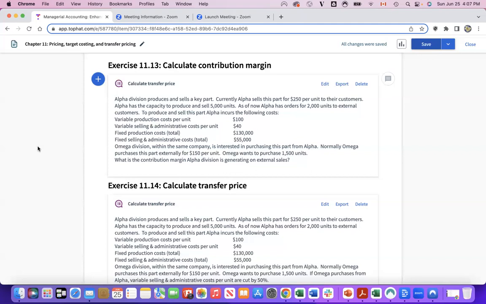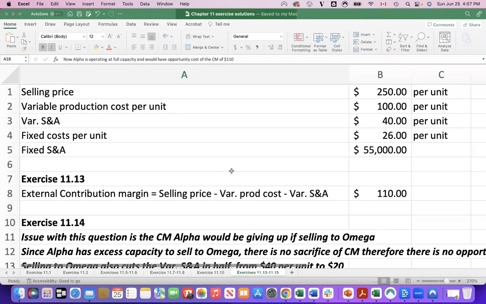So we start there. We're looking at it from Alpha's perspective here to see what contribution margin they are generating, because we need to understand that in order to know what price to charge Omega if we are going to do this intercompany transaction. And remember, the whole point with transfer pricing, from the compliance standpoint, is to ensure we're not shifting profits overseas or from one country to another by artificially lowering the price that we're charging a division within the same company. That's kind of the whole premise of transfer pricing. But let's look at exercise 1113 here.